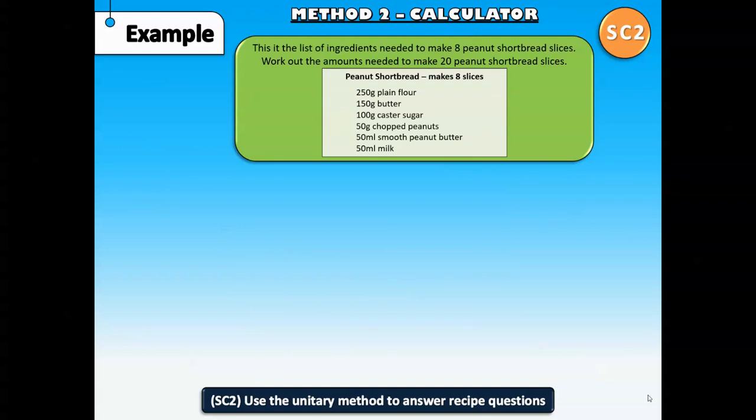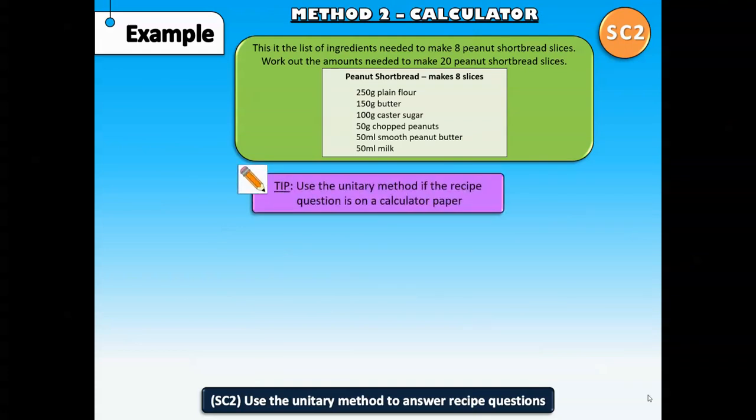However, if we've got a calculator, we can use the unitary method to work these out. So we work out how much of each ingredient we'd need for 1 slice, and then times that by 20 for 20 slices. So we divide each of the ingredients by 8 and then times them by 20.